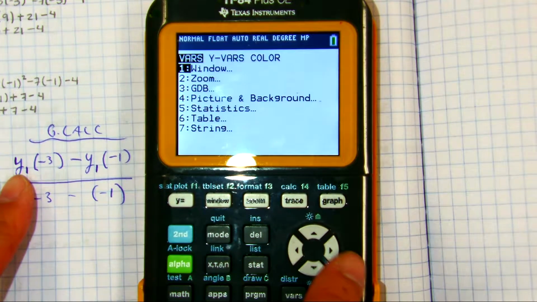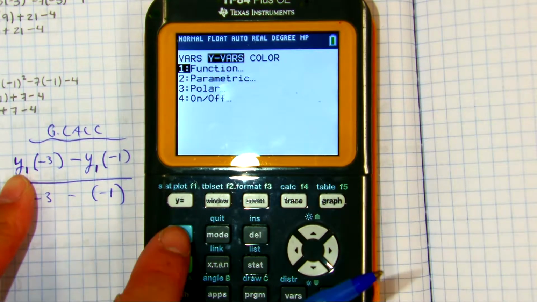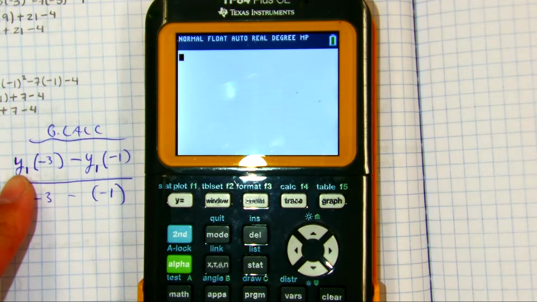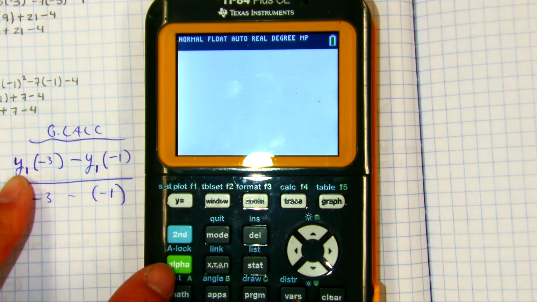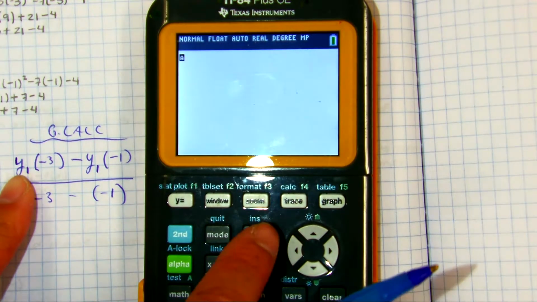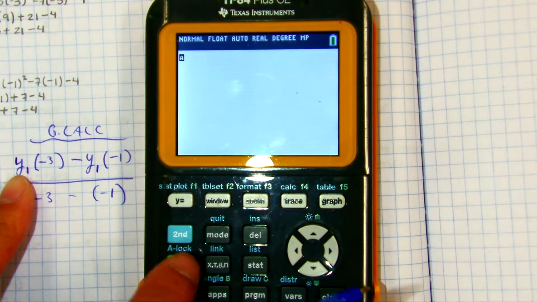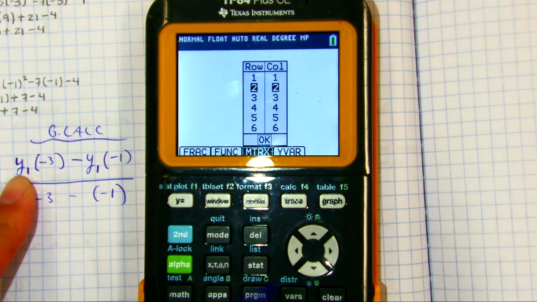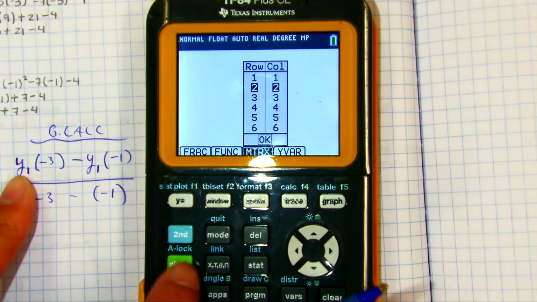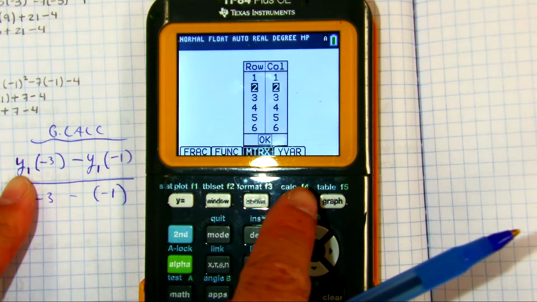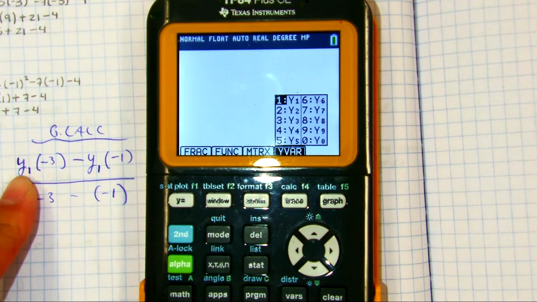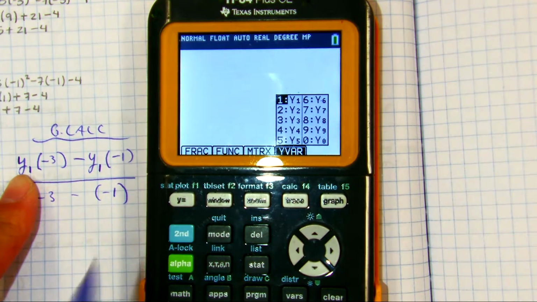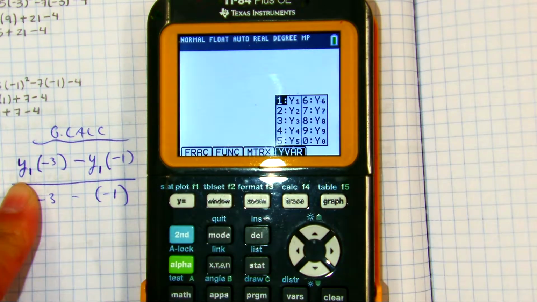That's the first way of getting this y1 value. Vars, y vars, function. The second way of getting that is pressing alpha. Everyone say alpha. Alpha. Everyone say zoom. No, I pressed the wrong one. It's that next one. So alpha F4 or trace. So two ways of getting it. The last one I just showed you, alpha trace, is the fastest way. So I press y1.